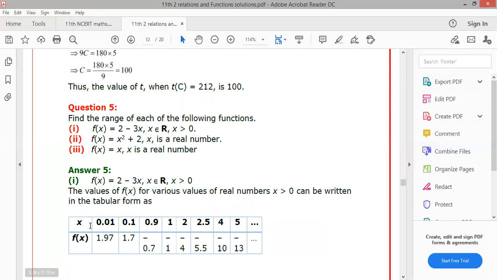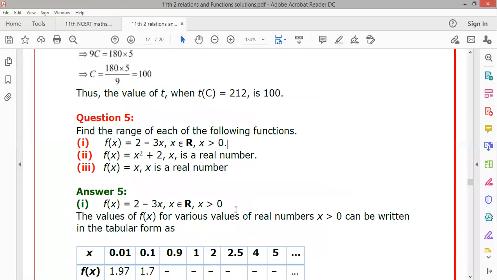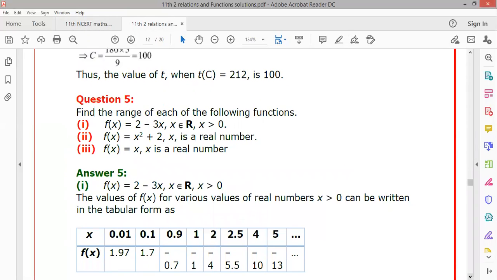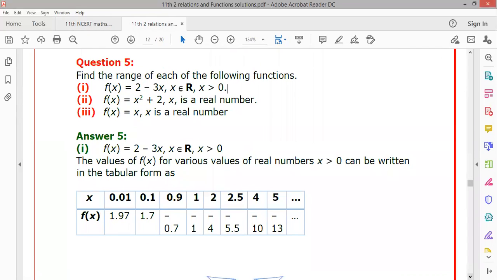See here, we will put the values of x, but the values of x are to be greater than 0. So we will put values of x greater than 0. We have tabulated it here. If we put x equal to say 0.01, 0.1, and many more values greater than 0, accordingly we get the values of f of x, which are here. You see that the values of f of x obtained never exceed 2.